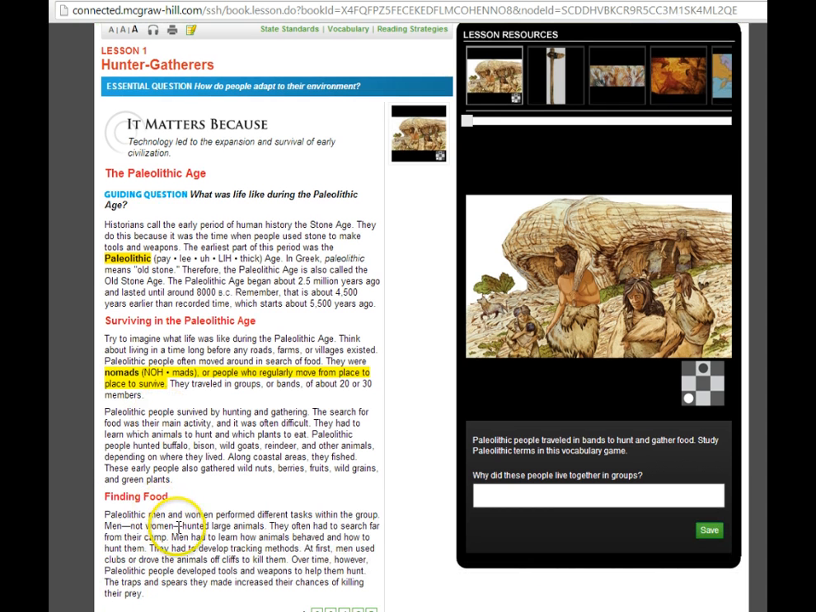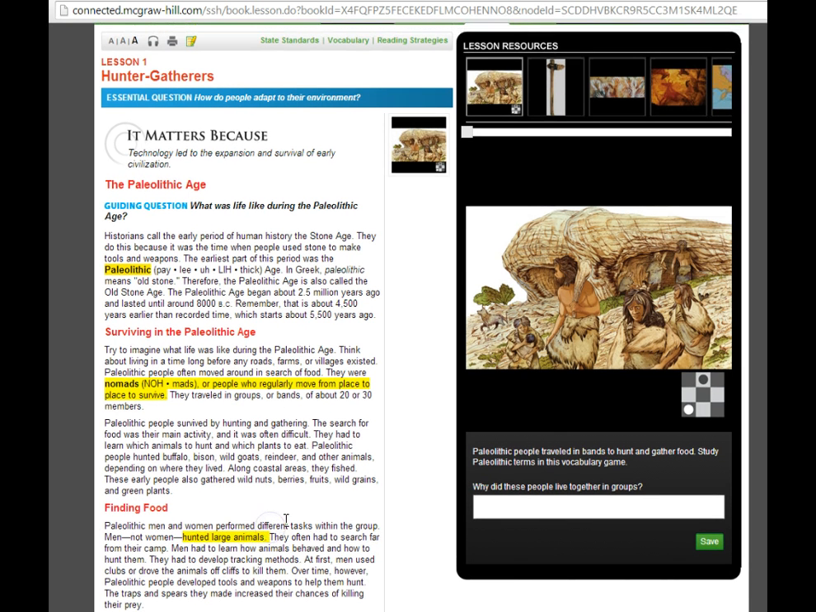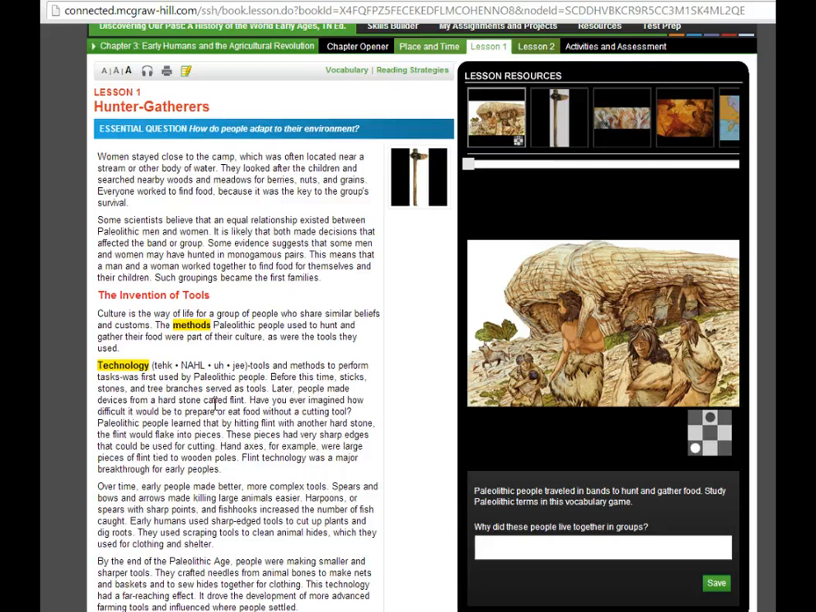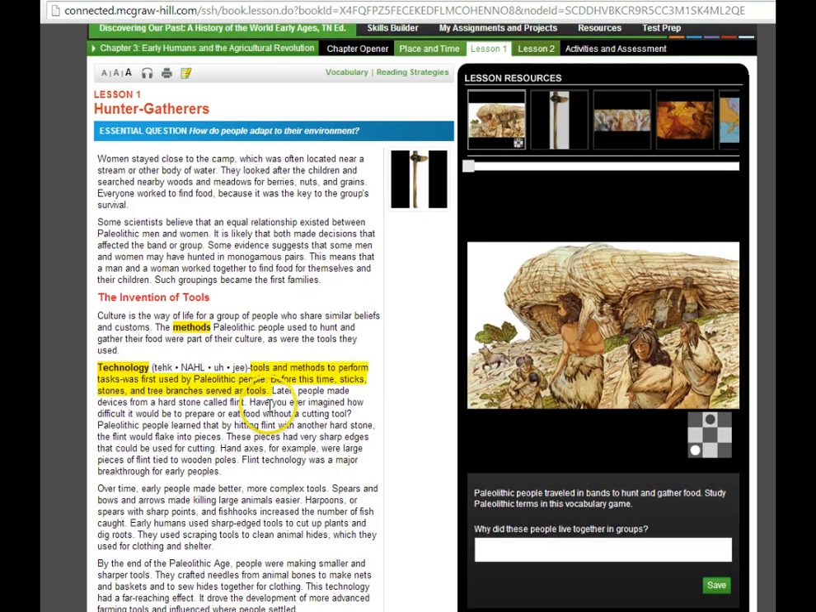How did they find food? Well, they hunted large animals, and a lot of you have made those comparisons and talked about that on your boards as you work through the board activities here in class. As you progress through, other topics that we may talk about tomorrow would be technology. What did these people use as technology? What did they do?